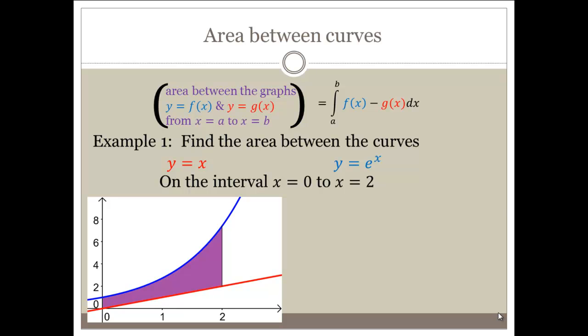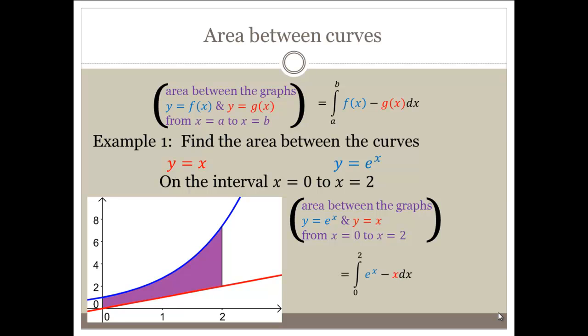It is important to point out that the function y equals e to the x is greater than the function y equals x. So when we compute the area between the graphs of y equals e to the x and y equals x from x equals 0 to x equals 2, we find it as the integral from 0 to 2 of e to the x minus x dx.